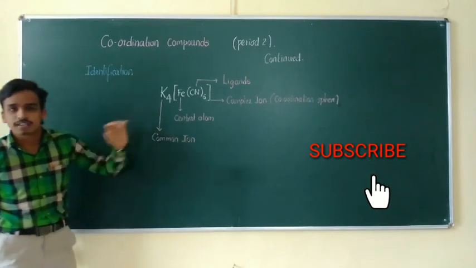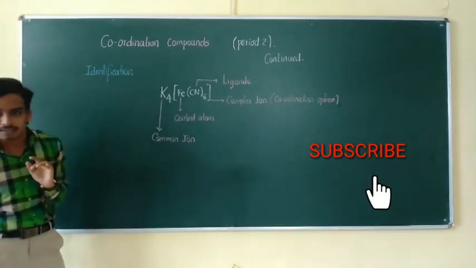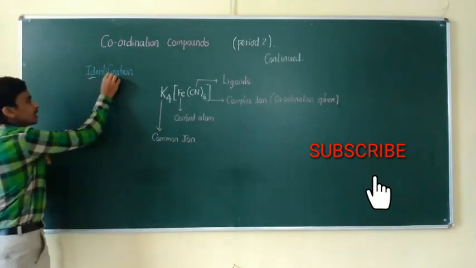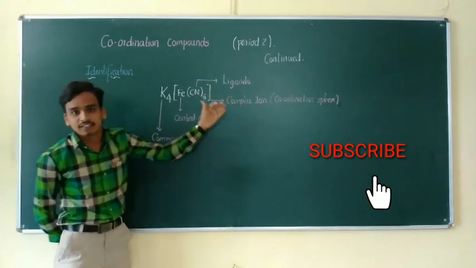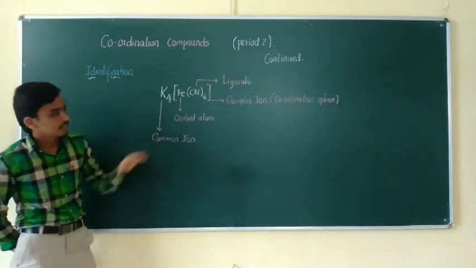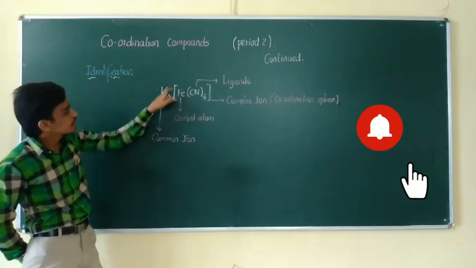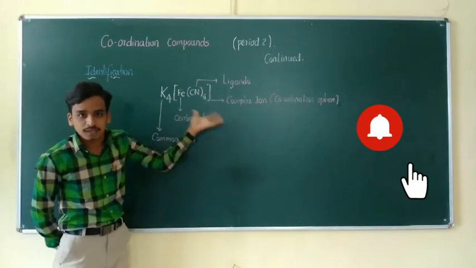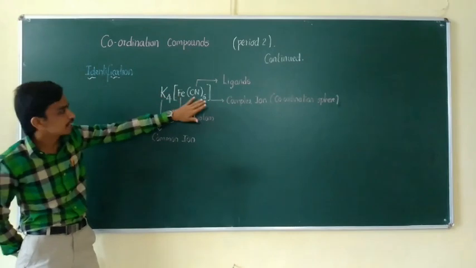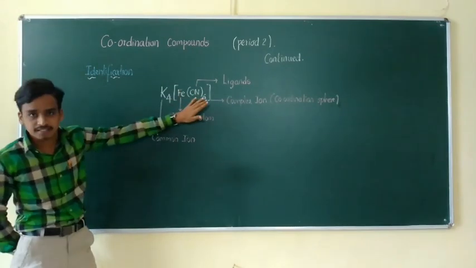But before we start, why are these complex salts different from simple and double salts? First, you need to know the identification: how to identify a complex salt by its structural representation. Just observe here, this is one of the coordination compounds. It is identified by this square bracket. Where there is a square bracket, it means it is a coordination compound, or nothing but a complex salt.